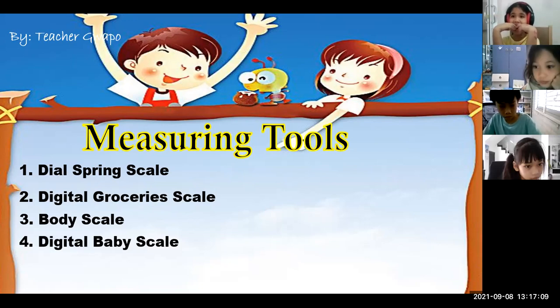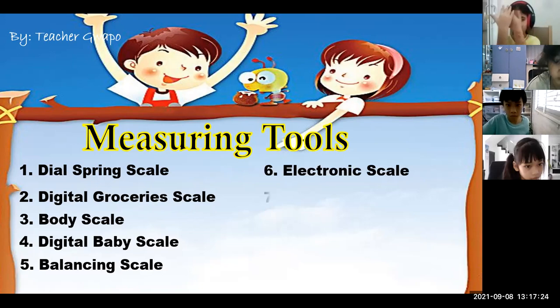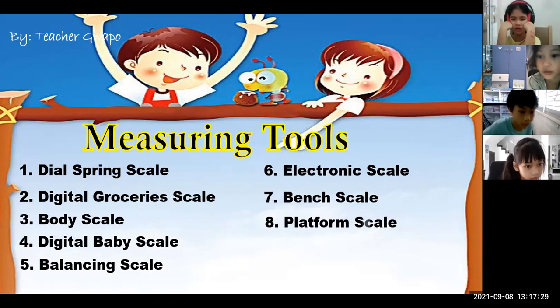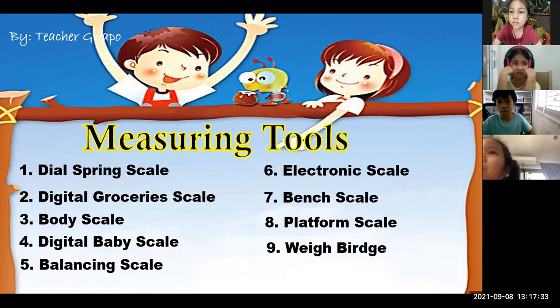Number four, digital baby scale. When you were a baby, the doctors used this scale or weighing scale. And number five, balancing scale. Number six, electronic scale. Number seven, bench scale. Number eight, platform scale. Number nine, weigh bridge. Wow, a lot.